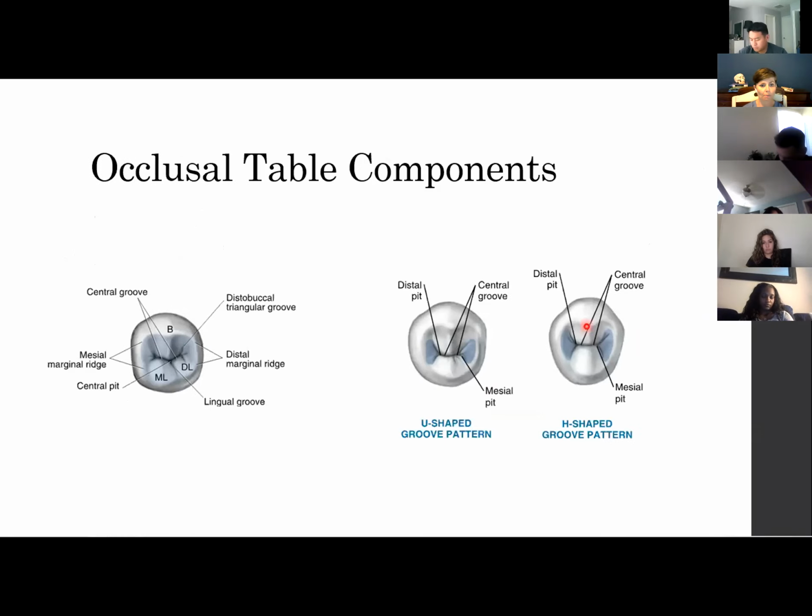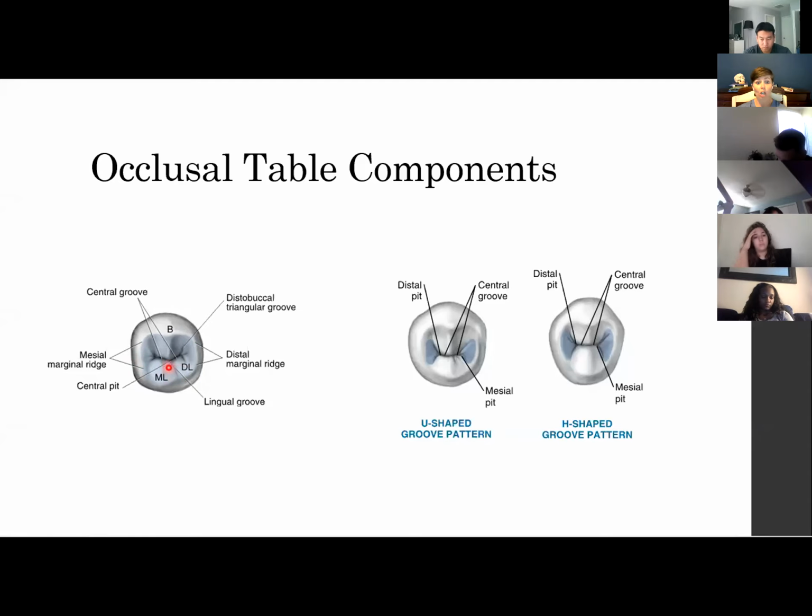And there's the other picture. All right, so here's your lingual groove. This is your mesial lingual cusp, your distal lingual cusp. This is your Y-shaped, and your mesial marginal ridges are here. Your distal marginal ridges here.